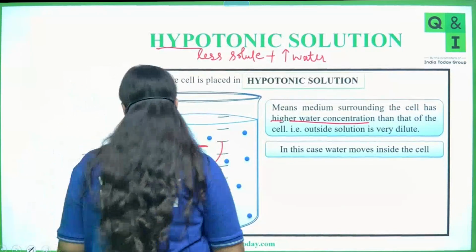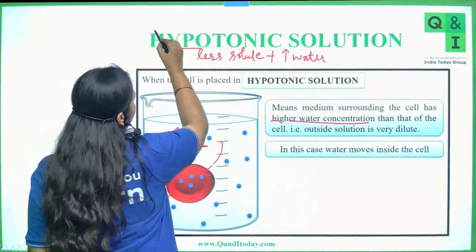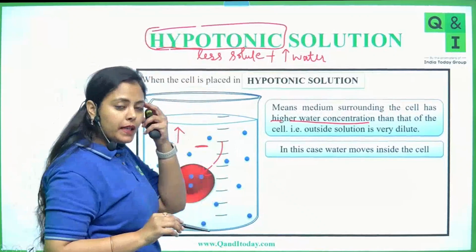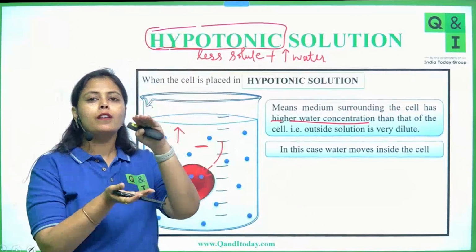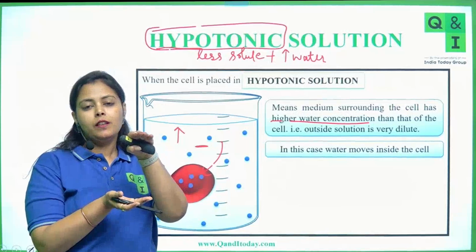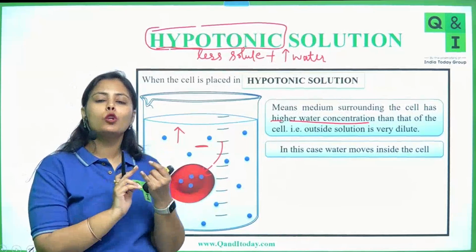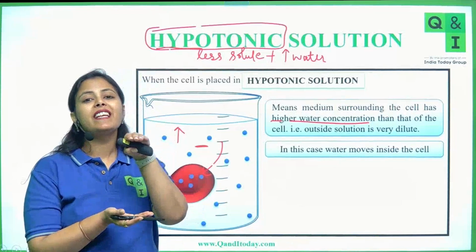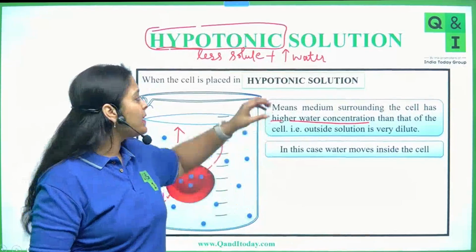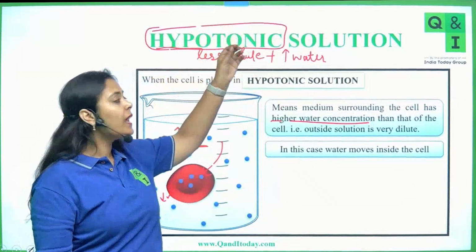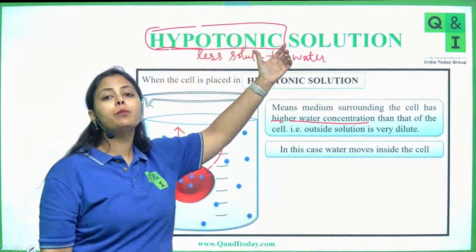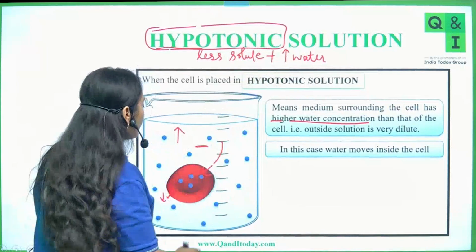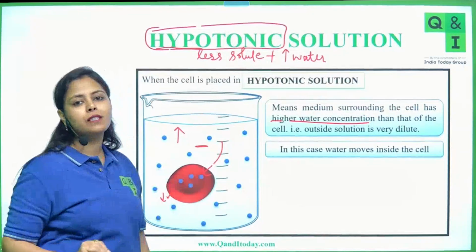Okay, so now understand this. What I am saying here is that hypotonic simply refers to a solution. A solution is made up of solute plus solvent. Now, hypotonic means a very dilute solution. That means in a hypotonic solution, you will have less solute concentration and more water concentration, in comparison to the cytoplasm of the cell.